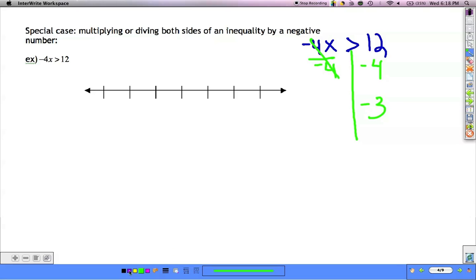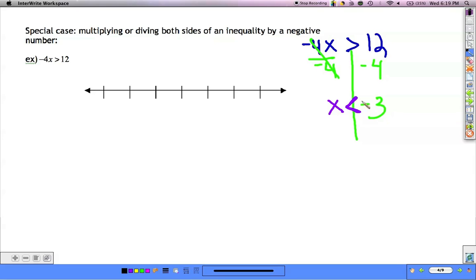So on our left-hand side we have x. On our right-hand side we have negative 3. But since we divided by a negative number on both sides, we're going to need to switch this symbol of inequality. Let's see what happens if we didn't switch it.